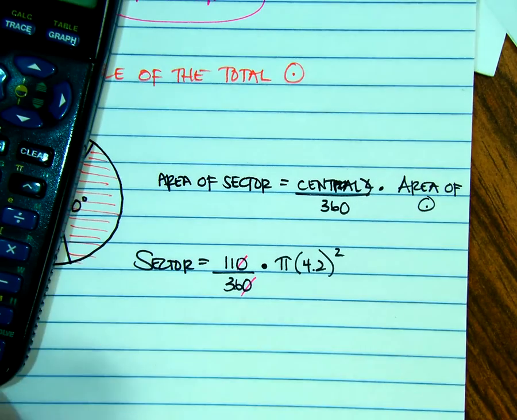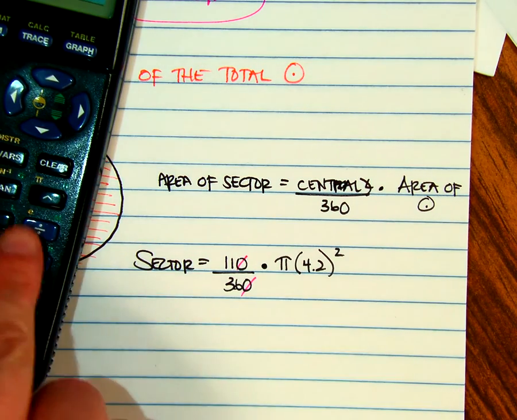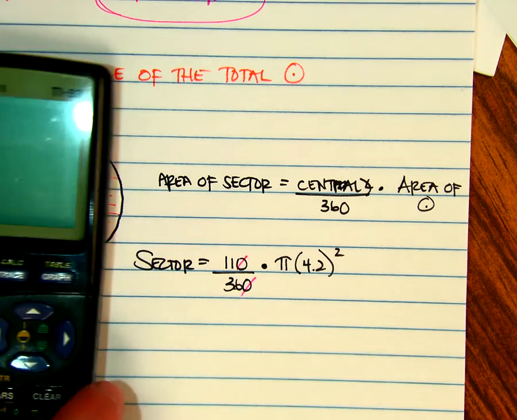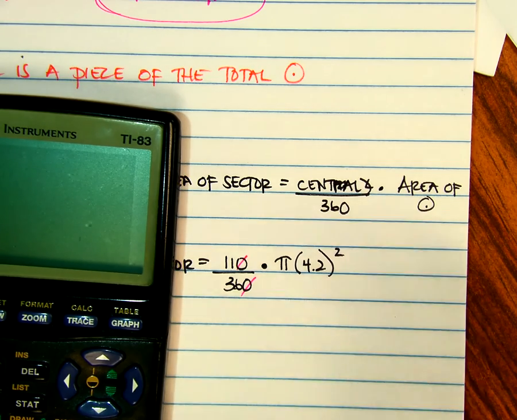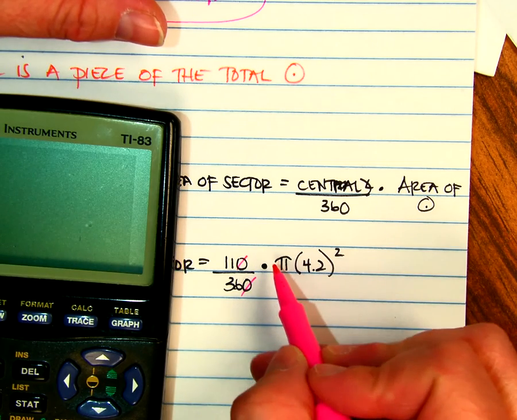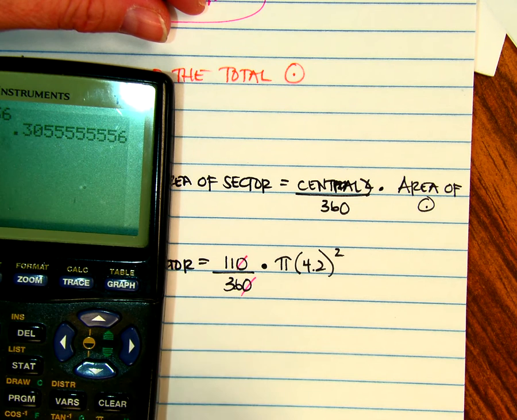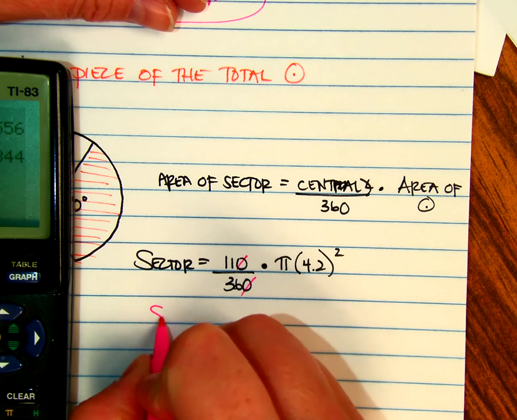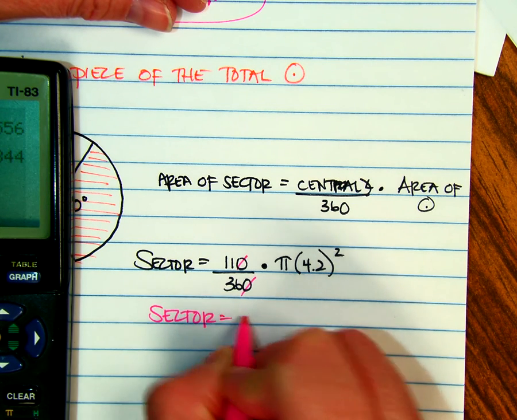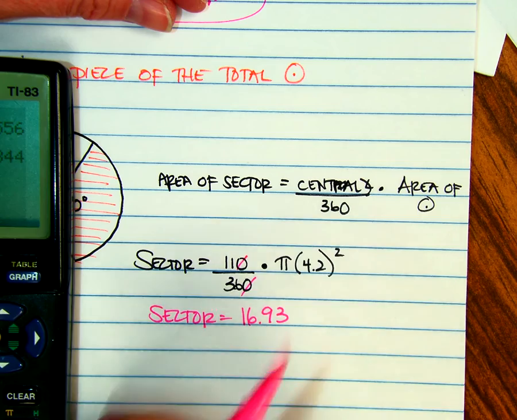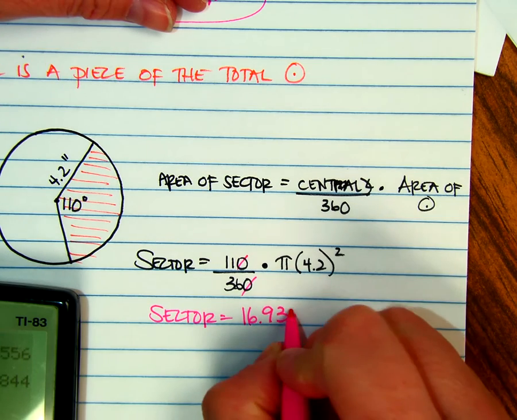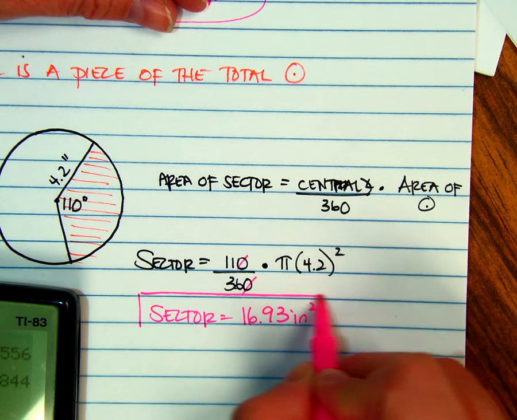Be very careful how you are doing this in your calculator. Depending on how your calculator does it, make sure that you are squaring the radius and not squaring the pi. I'm going to type in very carefully 11 divided by 36 times pi. I'm going to put that other times in there because I don't know what it's going to do. 4.2 squared. And I get that the area of the sector equals 16.93. Because we're talking about area again, it's going to be inches squared.